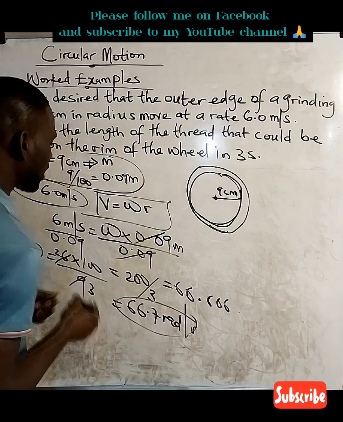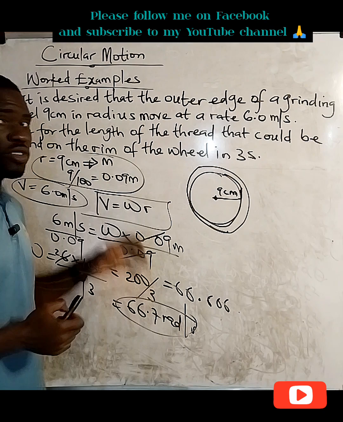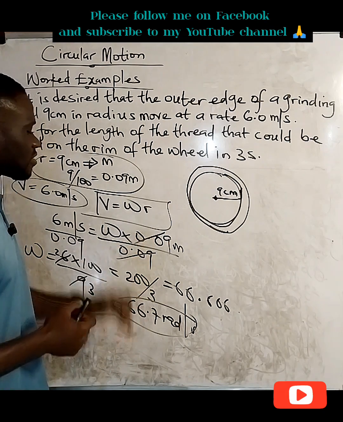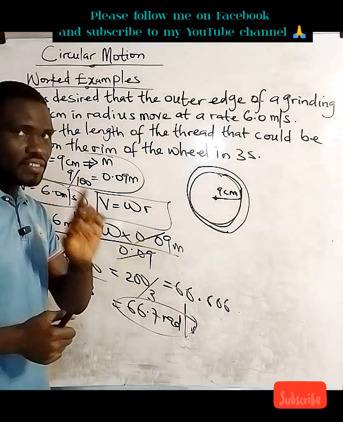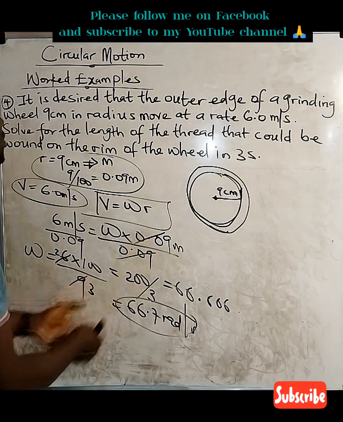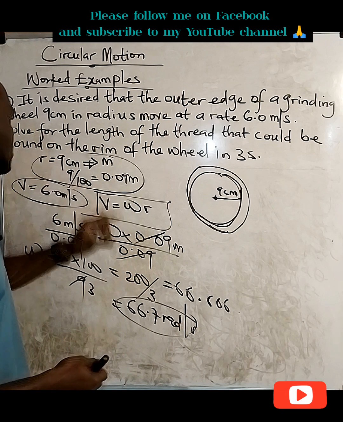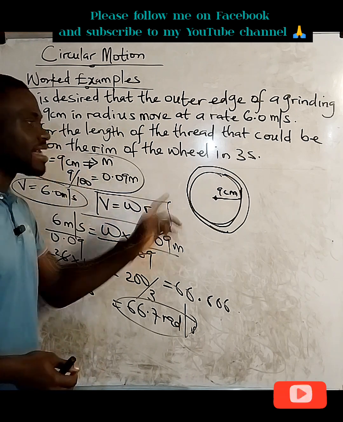So this is what we have right here. This is our angular velocity. So this very body was moving at the rate of 66.7 radians in 1 second. So we've gotten this already. So the next thing, after we've gotten this, you're going to look for a way. And don't forget, we're talking about the length of the thread that could be wound around this.